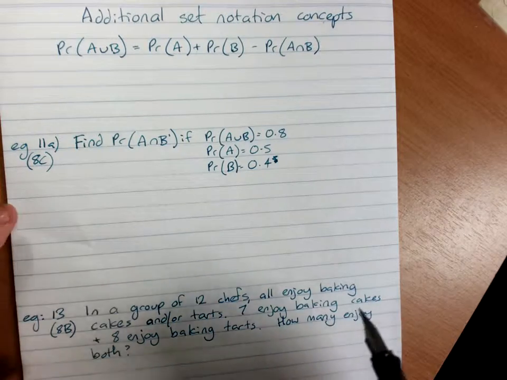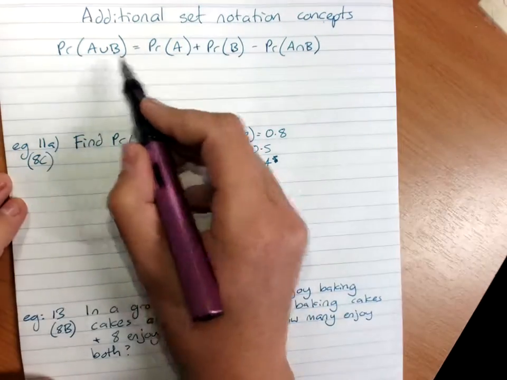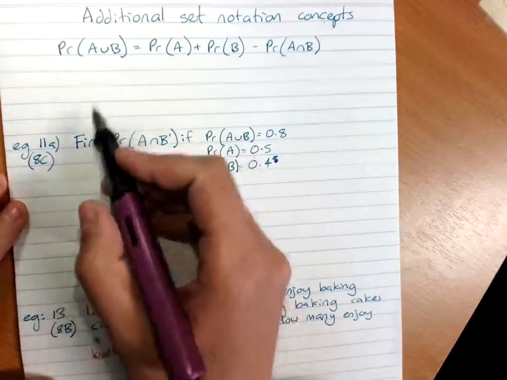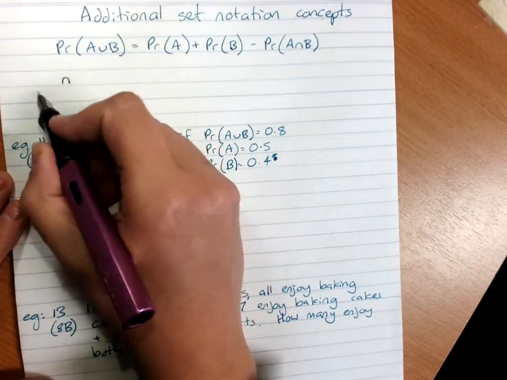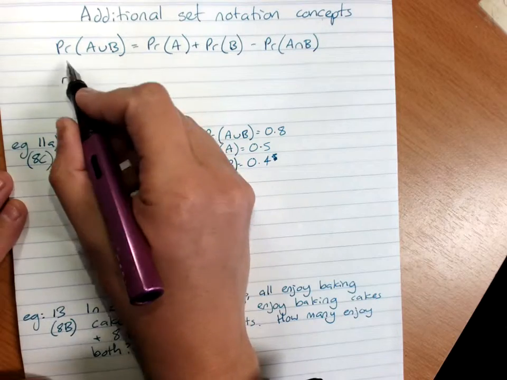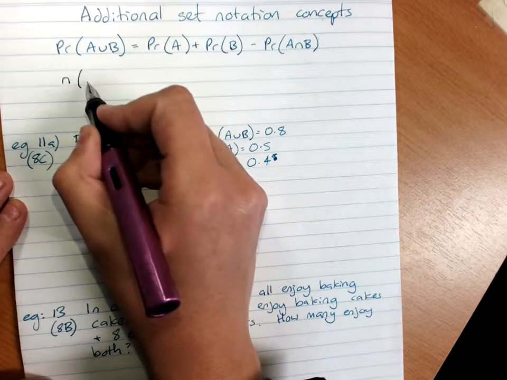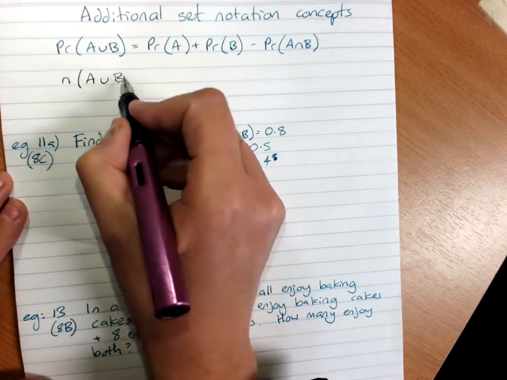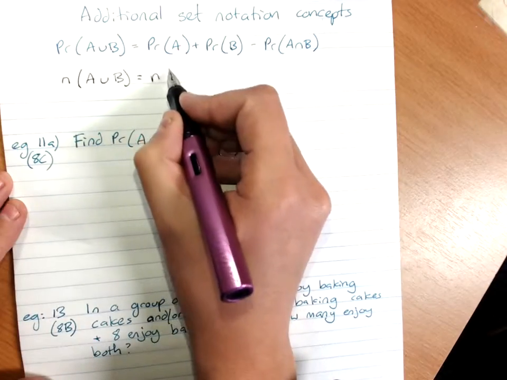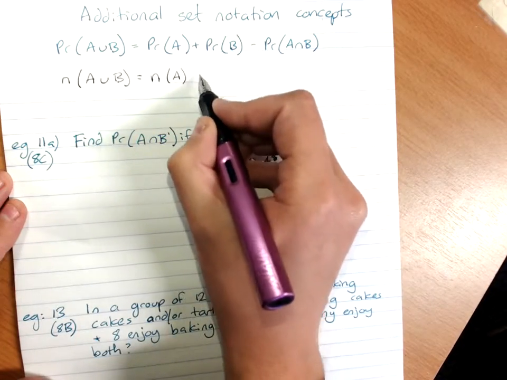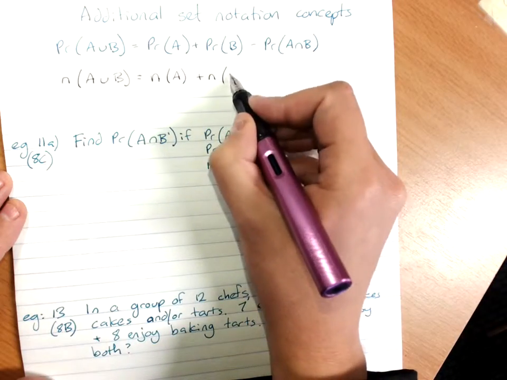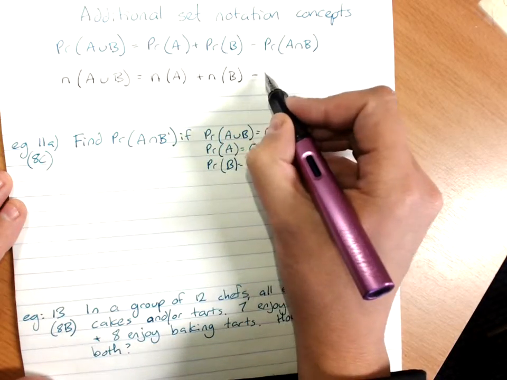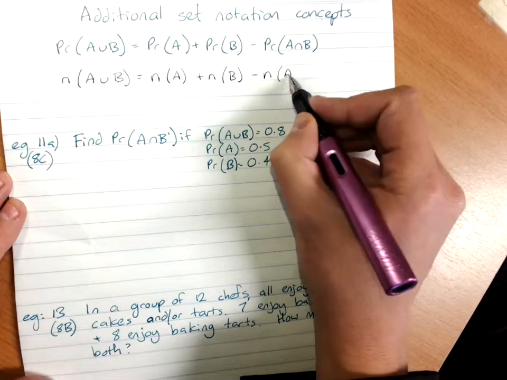Some additional set notation concepts. We've already learnt the addition rule. It's important to note that for problem-solving purposes, especially in Venn diagrams, the addition rule works for the number in each set as well as for the probability of each set. So the rule can be written for the probability, or the rule can be written for the number.